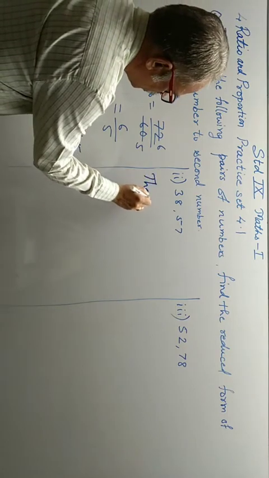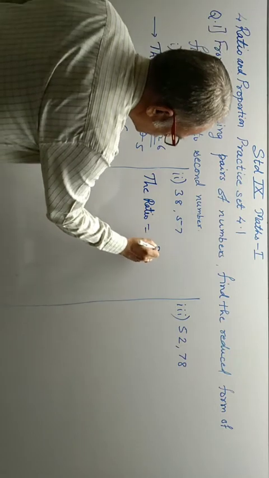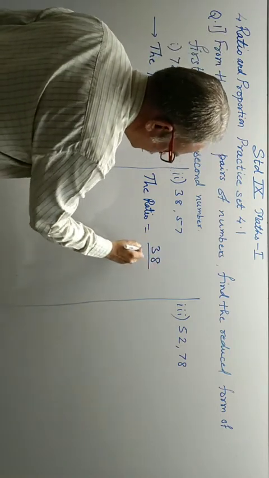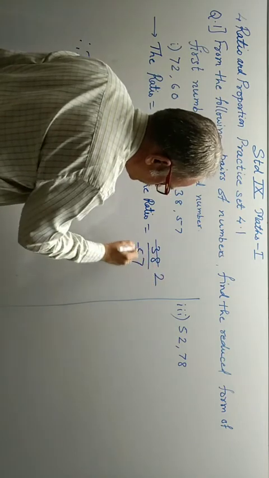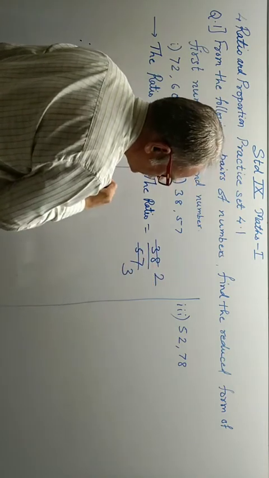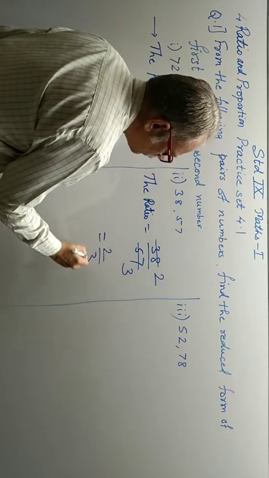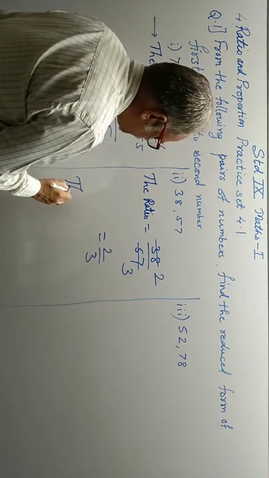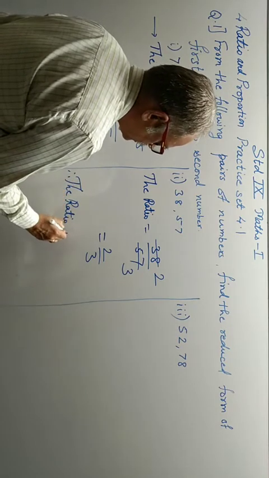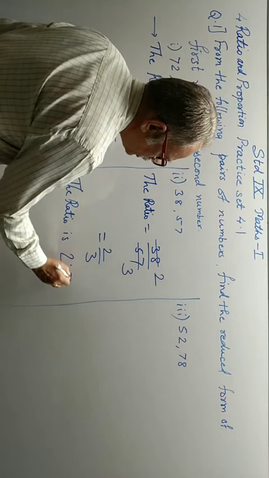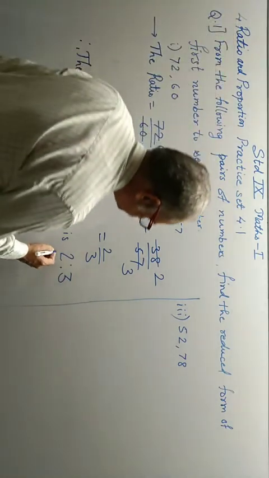Second, the ratio of first with second, 38/57. Here you must know the 19 table. Without that you cannot do it. 19 2s are 38. 19 3s are 57. So reduced form is 2:3. Therefore, the ratio is 2:3, or 2/3, the symbol of ratio.